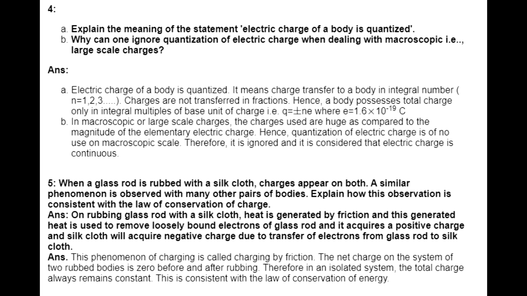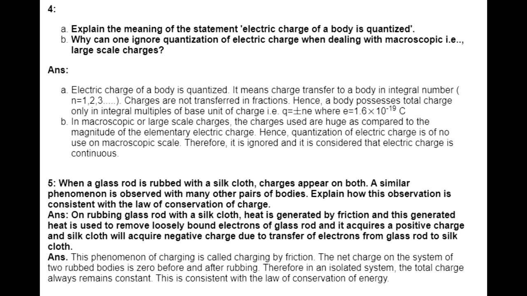Say, on rubbing a glass rod with a silk cloth, heat is generated by friction, and this generated heat is used to remove loosely bound electrons of the glass rod, and it acquires a positive charge, and the silk cloth will acquire negative charge due to transfer of electrons from the glass rod to the silk cloth. This phenomenon of charging is called charging by friction.